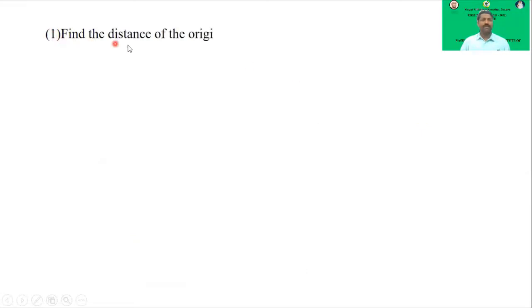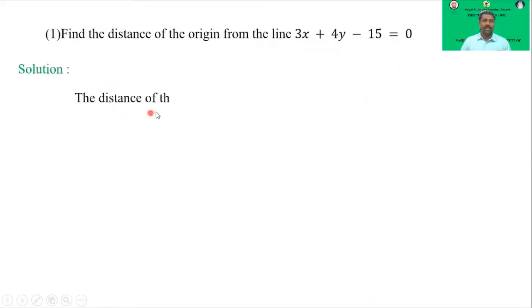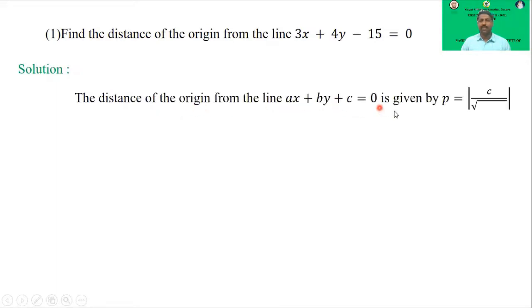Now we have the example: find the distance of the origin from the line 3x + 4y - 15 = 0. Solution: the distance of the origin from the line ax + by + c = 0 is given by p = |c| / root(a square + b square). There is a modulus because distance is always positive.